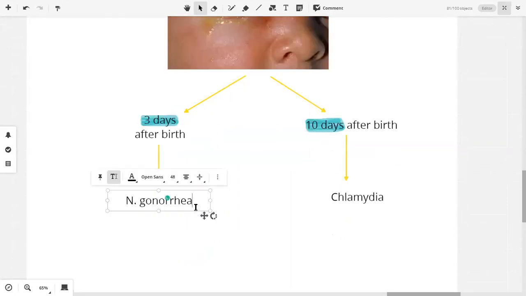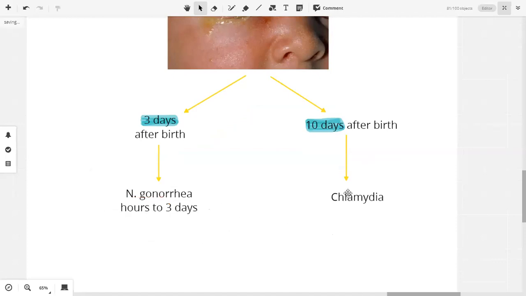We know that whenever an organism infects, it has an incubation period, meaning how long after infection do the symptoms appear? For Neisseria gonorrhea, it's hours to 3 or 4 days. That is the incubation period. But for chlamydia, it's 5 to 10 days. This is why they have different presentations.